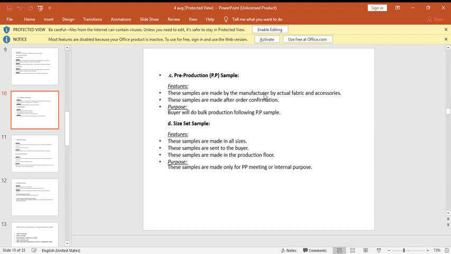In size set samples, the features are that these samples are made in all sizes. The samples are sent to the buyer. These samples are made in the production floor. And the purpose is that these samples are made only for the PP meeting or pre-production meeting or internal purpose.